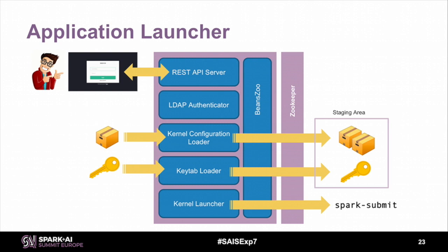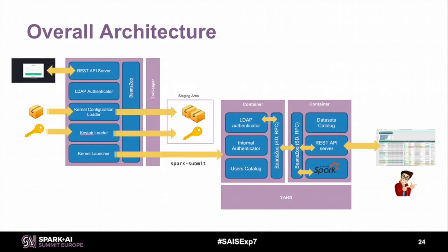Now, when the application is spun up, obviously, we need to basically redirect the user to the application page. For this, we use the functionality of beanszeg that allows us to perform service discovery. So basically, we can find out on which node in the cluster the application is running, redirect the user there, so the user can start interacting with the Spark session directly.